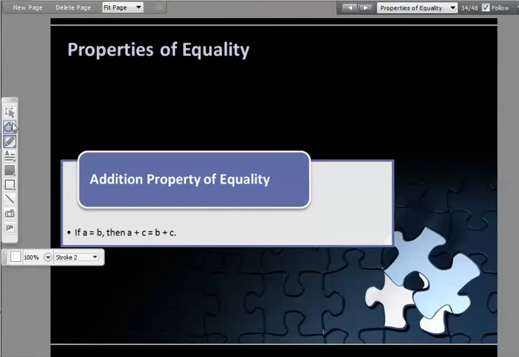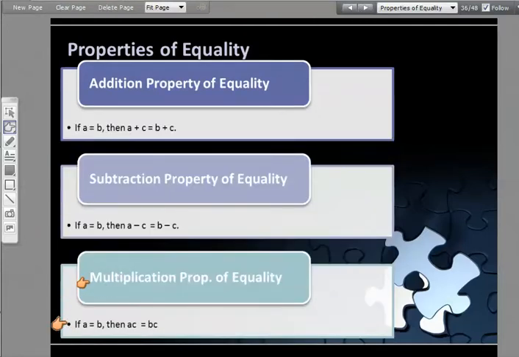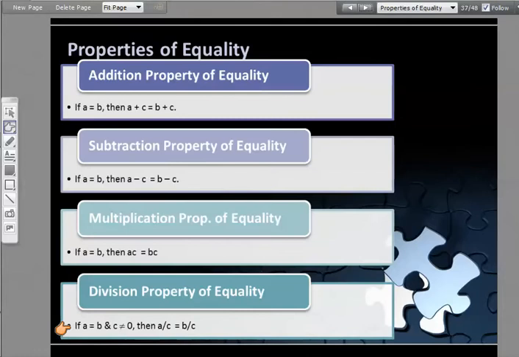Alright, let's look at those properties of equality. We talked about them just a few slides earlier, but this goes into a little bit more detail. Properties of equality. You've got the addition property of equality, which says if A equals B, then A plus C equals B plus C. You've got the subtraction property of equality, which is pretty much the same. If A equals B, then A minus C equals B minus C. The multiplication property of equality: if A equals B, then AC equals BC. And then the division property of equality: if A equals B and C cannot equal 0, then A divided by C equals B divided by C.